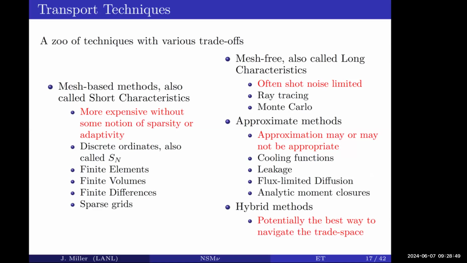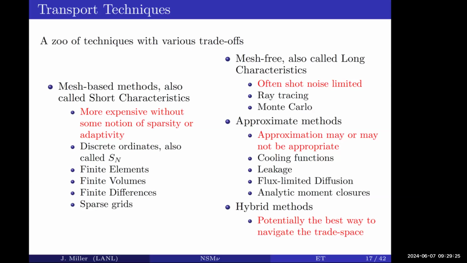There is a zoo of possible techniques for dealing with this that I want to categorize into a few categories. There are mesh-based methods. These are also called short characteristics. These are discretizing the whole 7-dimensional space, and so if you aren't very clever, these are insanely expensive. There are techniques to be clever here, for example, sparse grids with tensor networks, and I'll talk about that in a little bit of detail later. Also, computing power is getting high enough that you can kind of do this.